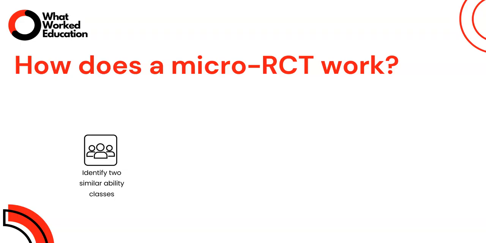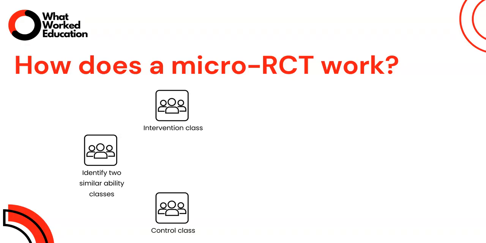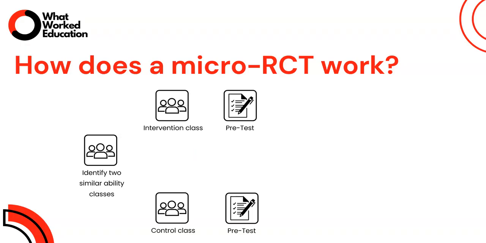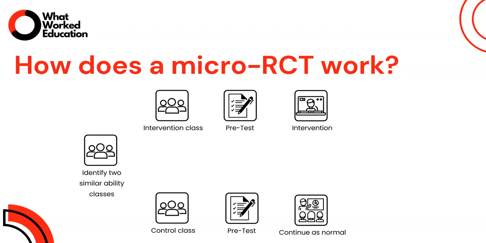So how does a micro RCT work? What we're helping you to do is to robustly test: does this intervention show promise in your school? The first thing we ask you to do is to identify 2 similar ability classes. This could be 2 Year 4 classes or 2 Year 5 classes. The system will then randomly allocate 1 class to the intervention and 1 to the control. Both classes complete the pre-assessment task, in this instance a simple spelling test. Then the intervention group will use the simple spelling strategy, and the control class will continue as normal.